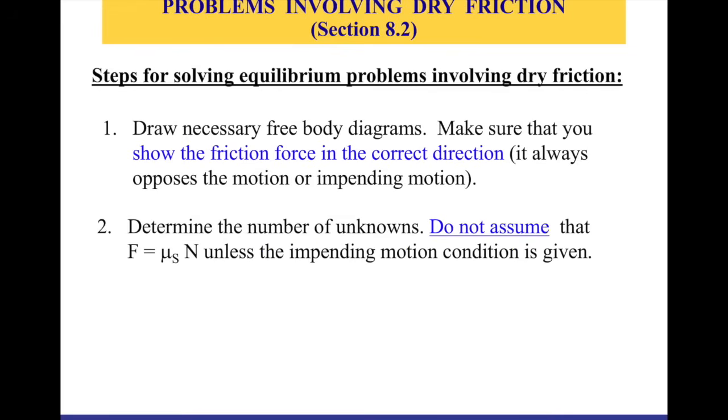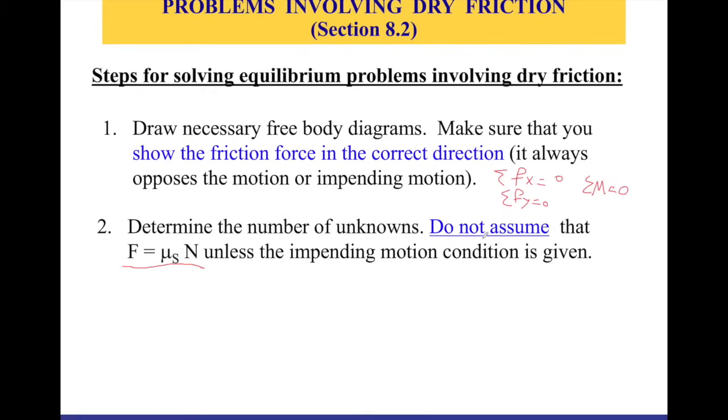Second step, we would like to determine the number of unknowns. So far in statics problems, we were able to solve up to 3 unknowns, and that is because we are using 3 equations of equilibrium: summation of forces on the x-axis equal to 0, summation of forces on the y-axis equal to 0, and summation of moments around a particular point equal to 0. Here, we are going to use also another formula, which is the friction force equals mu multiplied by N, where mu is the coefficient of friction and N is the normal force.